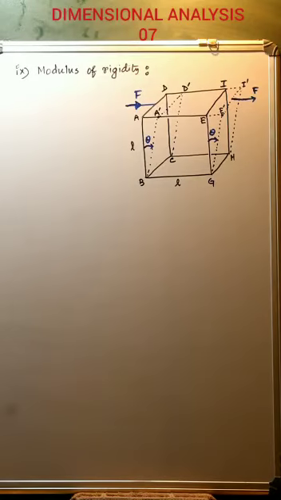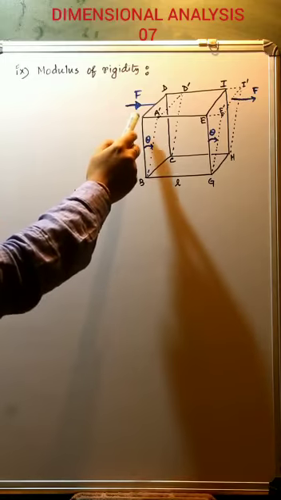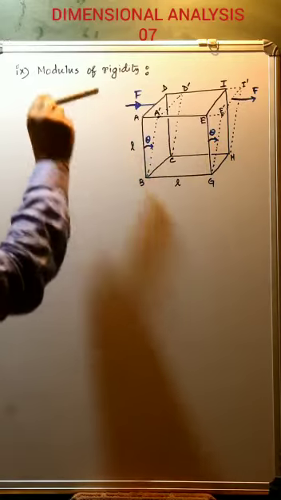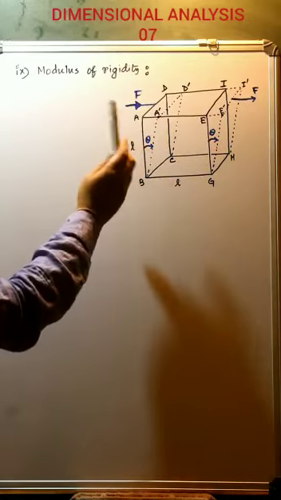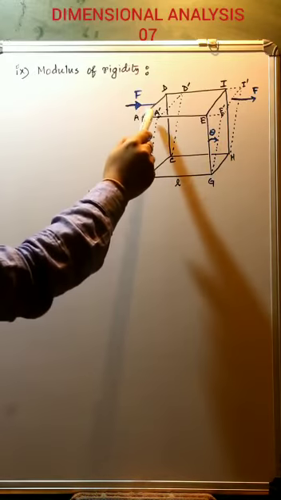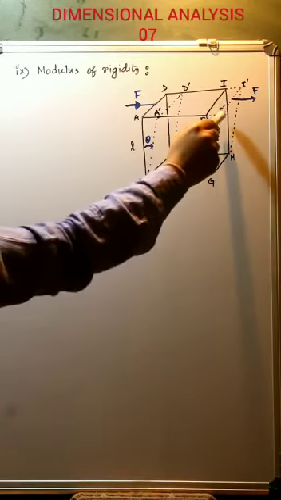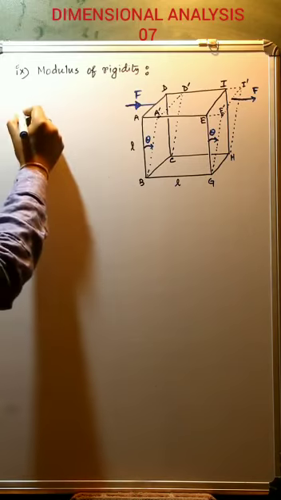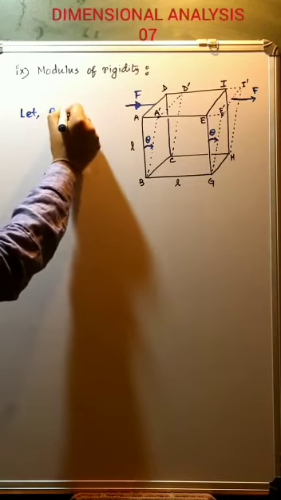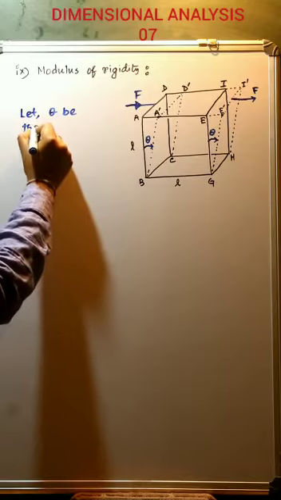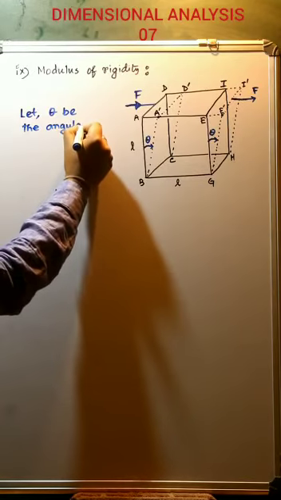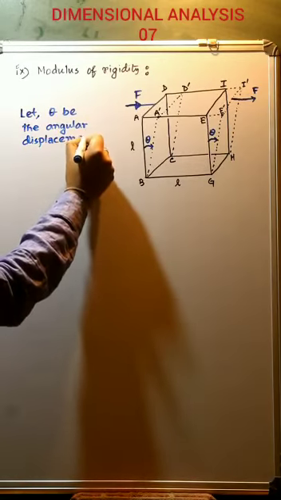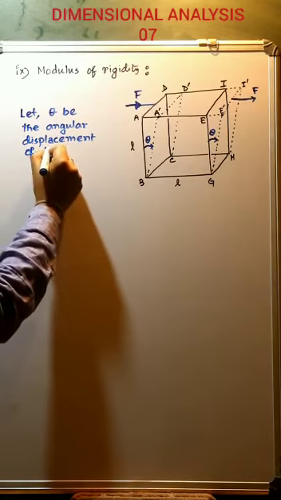In this case, shape of the body changes. Initial shape of the cross section was rectangle, that is ABGE. Due to application of this tangential force, obviously the shape will become a parallelogram, that is A prime B G E prime. This is a parallelogram. In this case, let theta be the angular displacement of the plane.